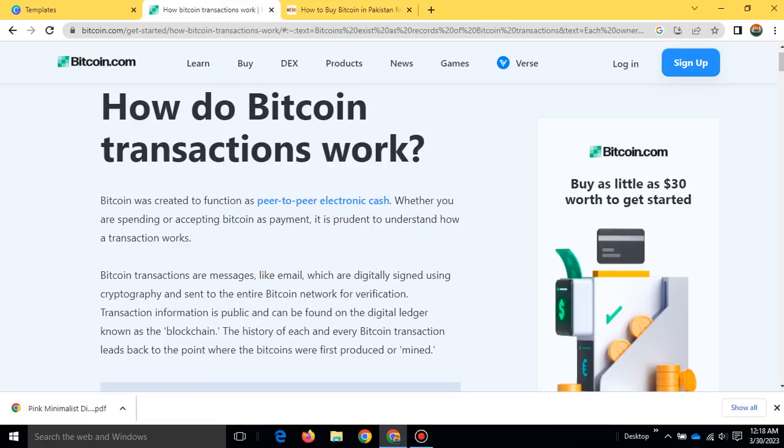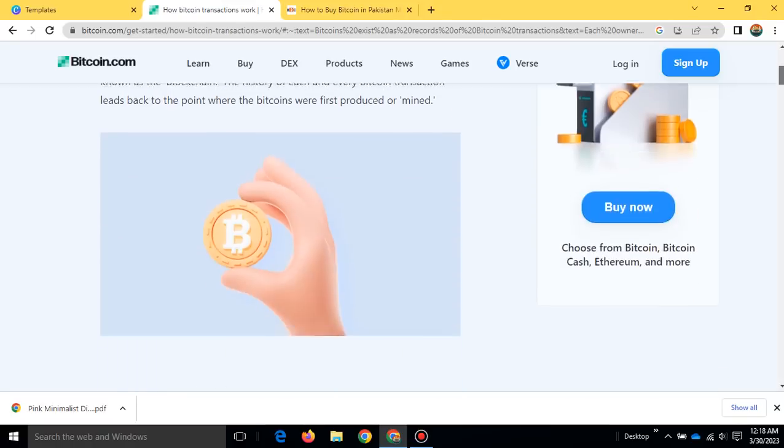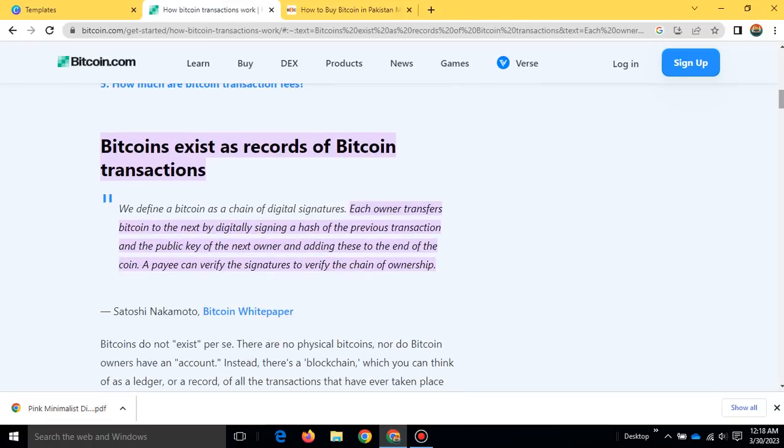The history of each and every Bitcoin transaction leads back to the point where the Bitcoins were first produced or mined. Bitcoin exists as records of Bitcoin transactions. We define a Bitcoin as a chain of digital signatures. Each owner transfers Bitcoin to the next by digitally signing a hash of previous transaction and the public key of the next owner and adding these to the end of the coin. A payee can verify the signatures to verify the chain of ownership.